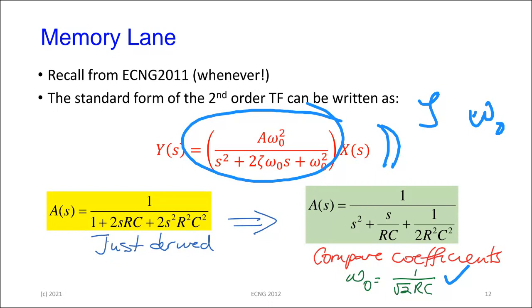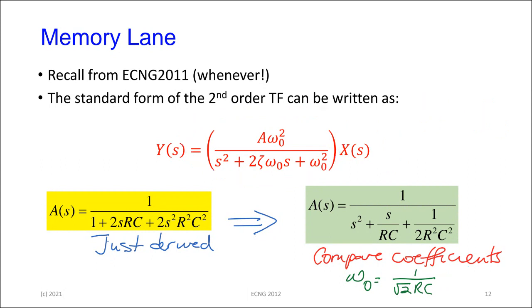1 over root 2 RC or root 2 over 2 RC, right? So it compares with that, but let me just remind you of what we had done at that point in time. Remember, we were looking at this in the Laplace domain, to give us an idea of what the step response of a second order system would look like, especially when the second order system had complex roots, because with complex roots there were certain responses.